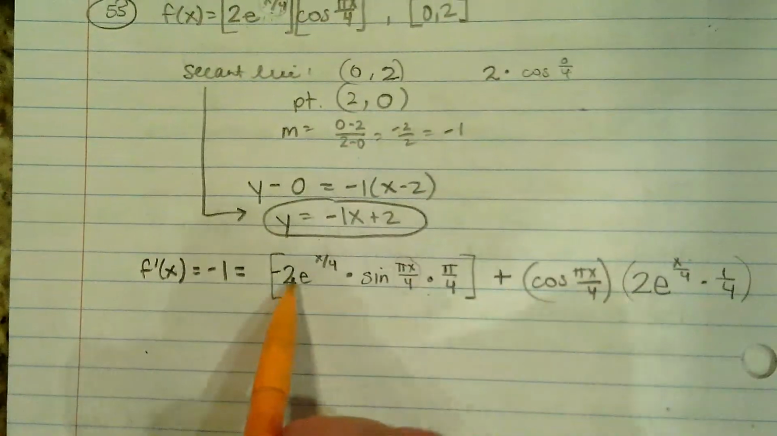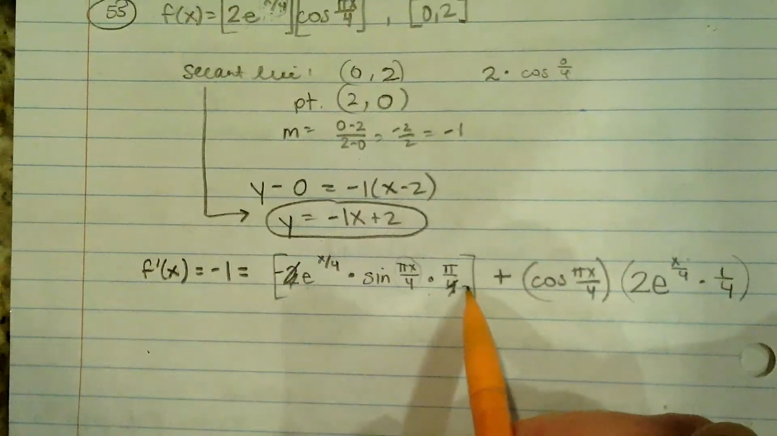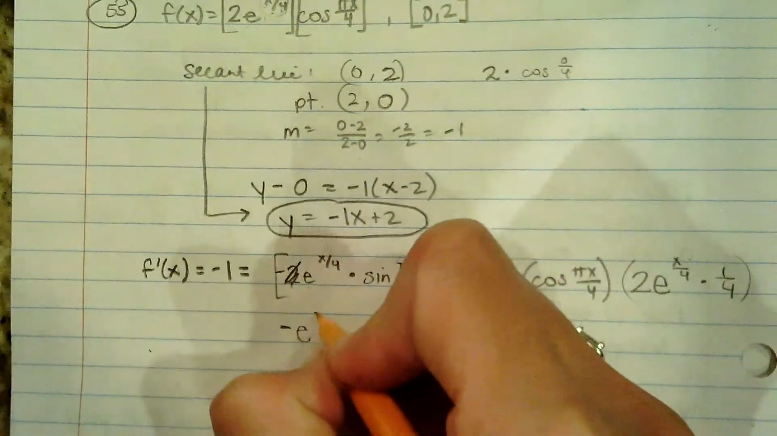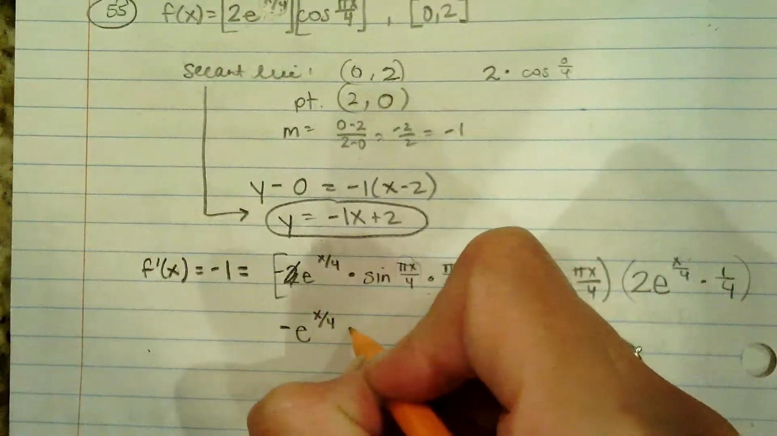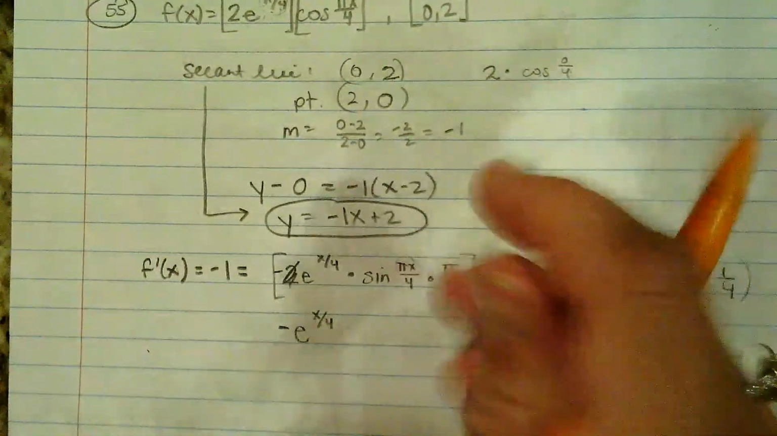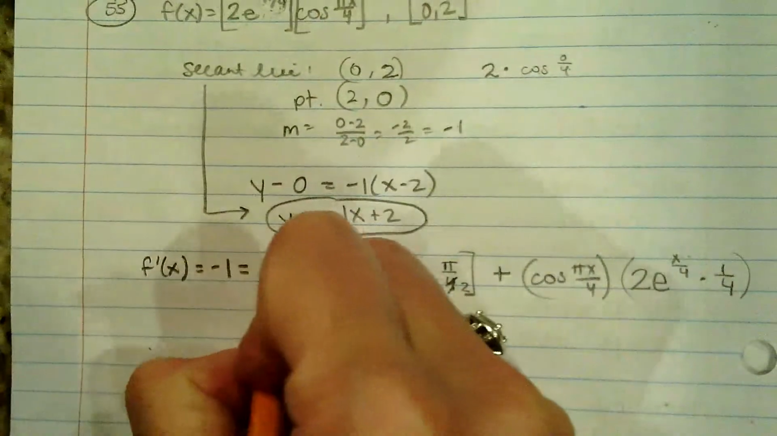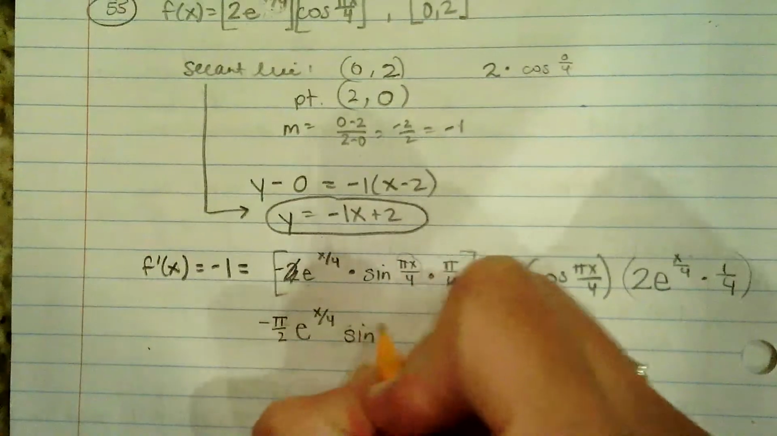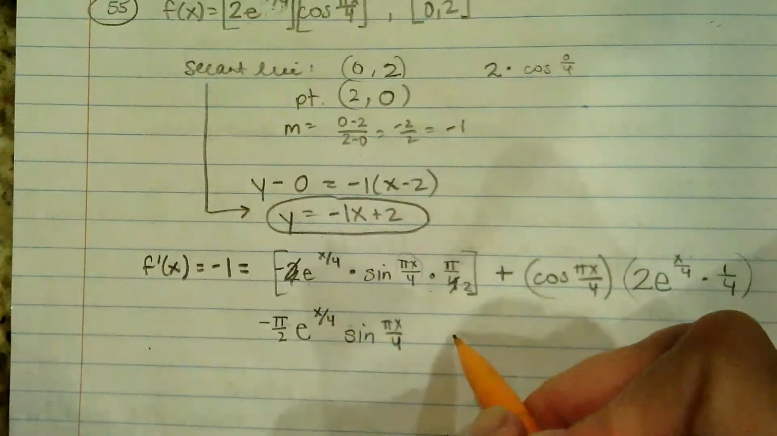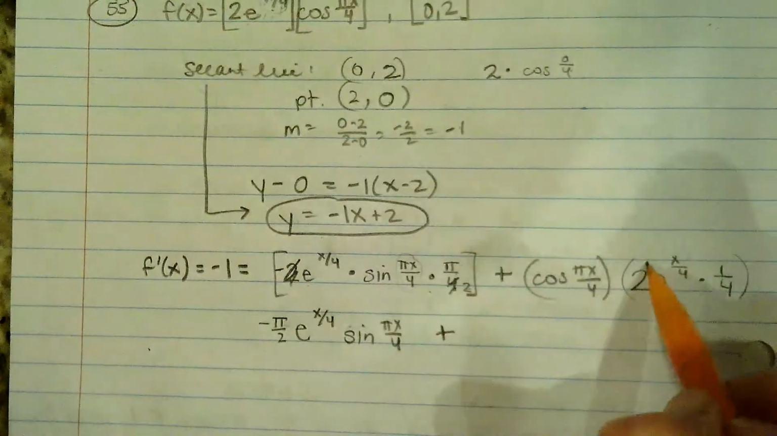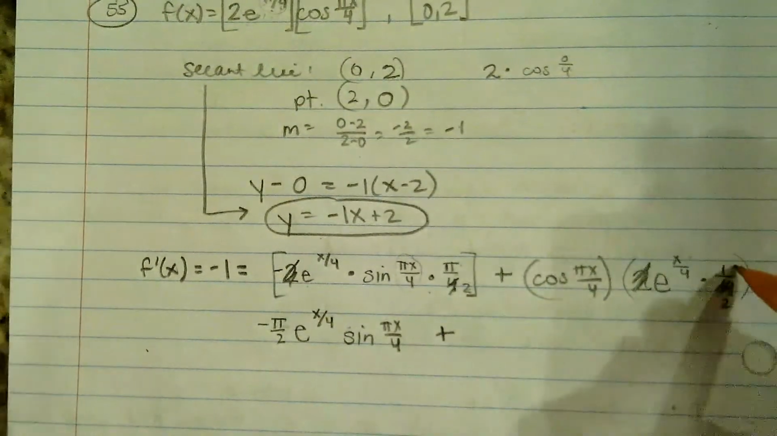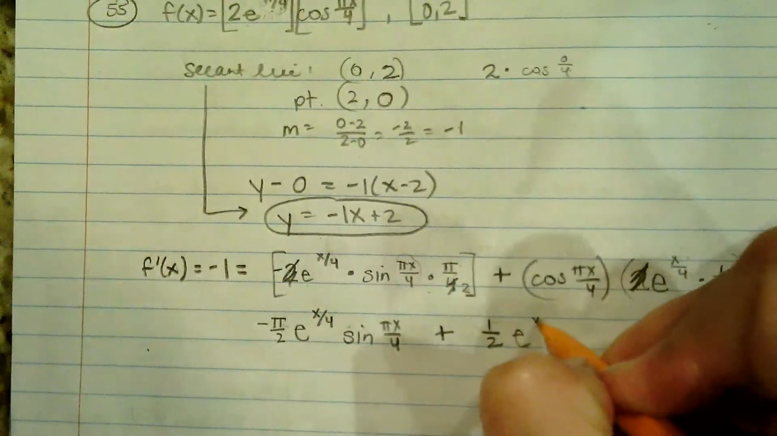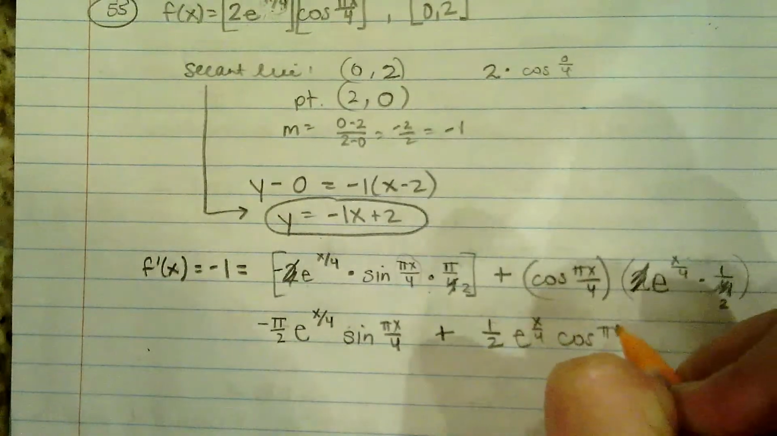So in cleanup, the 2 and the 4 are going to reduce there. I'm going to get negative e to the x over 4. Oh, there's a pi over 2 out in front. Negative pi over 2 e to the x over 4 sine of pi x over 4. Plus, and the 2 and that 4 are going to cancel, so we're going to have 1/2 e to the x over 4 cosine of pi x over 4.